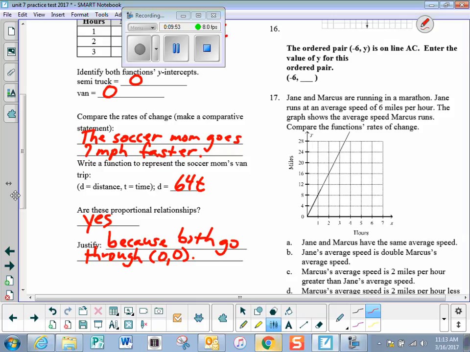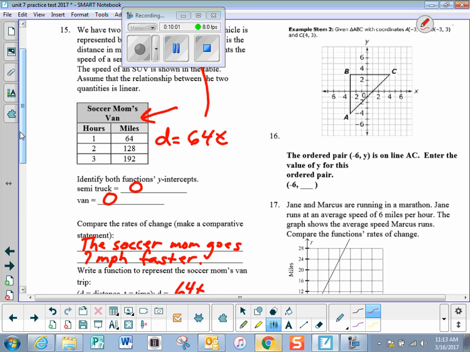These are proportional relationships. The question is, are they proportional? And the answer is yes, they both go through 0, 0. You also could say, look at this, 192 over 3 equals 128 over 2 equals 64 over 1. What are those all reduced to? 64 over 1. That is the other way you prove they're proportional, if each y over x is the same.